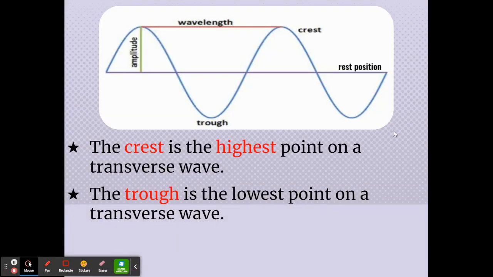All right, now the crest, which I mentioned earlier and that you read in the scaffold text earlier this week: the crest is the highest point on a transverse wave. Your crest is the highest point. And then your trough is the lowest point on the transverse wave. So your trough is down here. Make sure you're writing down what's in red in your notes.